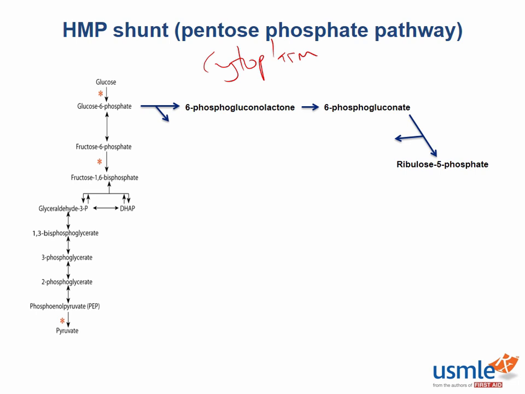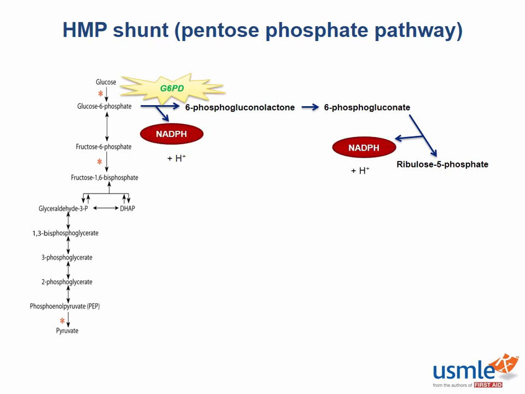The HMP shunt can be broken down into two distinct steps. These are the oxidative or irreversible step, and the non-oxidative or reversible step. In the irreversible oxidative phase, the first molecule of NADPH is produced by the first enzyme, glucose 6-phosphate dehydrogenase. Another is produced later on.